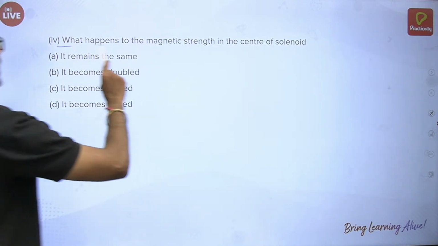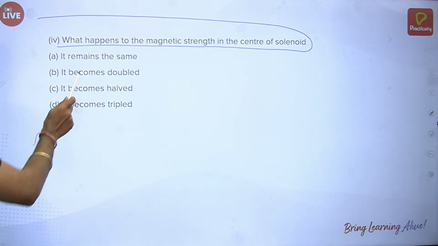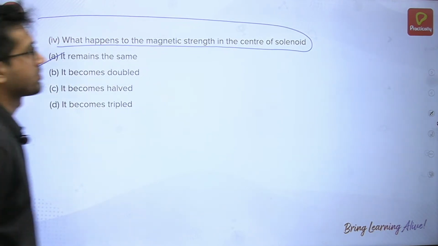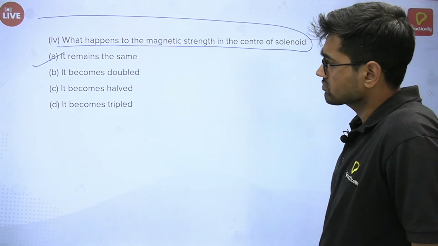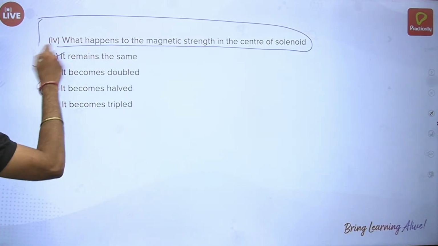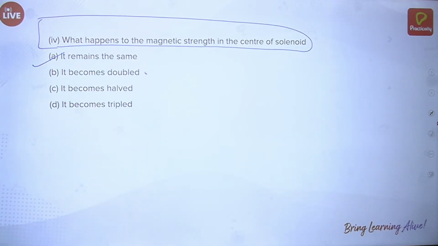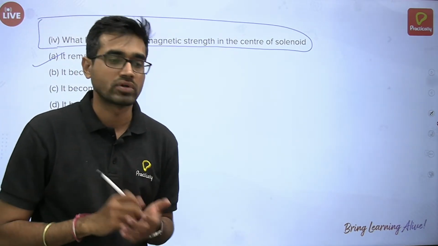Last question: what happens to the magnetic strength in the center of the solenoid? It remains the same, it becomes halved, it becomes doubled, it becomes tripled. So I think it remains the same. In the center of the solenoid, nothing will change. It can be higher also. This question is a little tricky, but I think it remains the same. Half is not right. We'll do this discussion later maybe, but for the time being, we are focusing that it remains the same, right? Anything else changes, we'll see, okay?